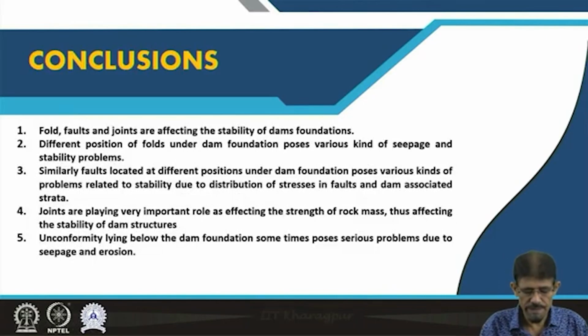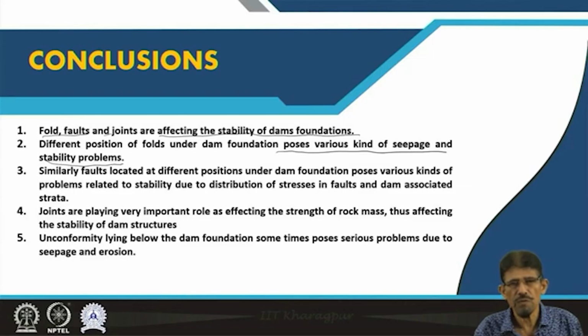Friends, today we have discussed the effect of faults, fault joints and unconformity on dam stability. Fault joints are affecting the stability of the dam foundation. As a conclusion, the different positions and alignment of such structures pose various kinds of seepage and stability problems depending on the location of these fault joints and bedding below the dam foundation. Similarly, faults located at different locations also affect the stability and strength of the dam, causing seepage and the development of different types of stresses below the foundation, resulting in serious problems and calling for suitable treatment. Joints also play a very important role, as they affect the strength of the rock strata where we are going to put the dam structures.